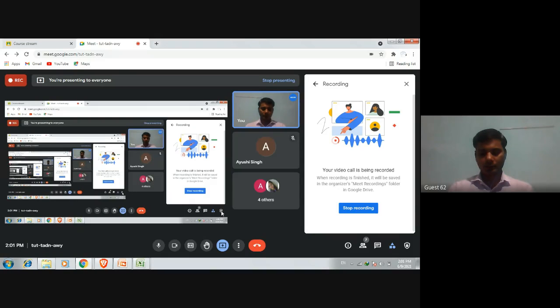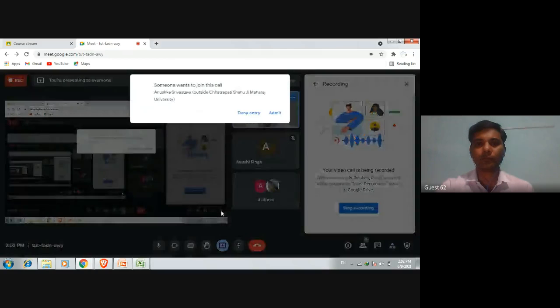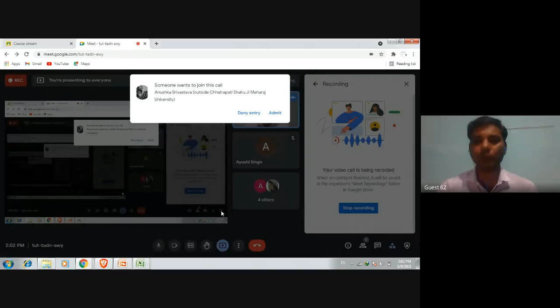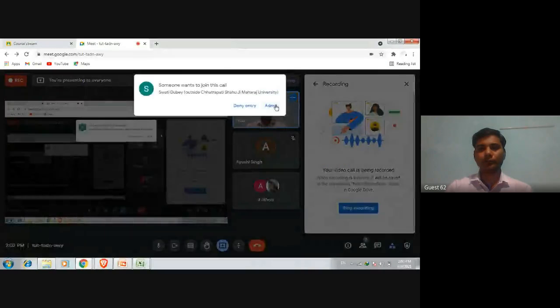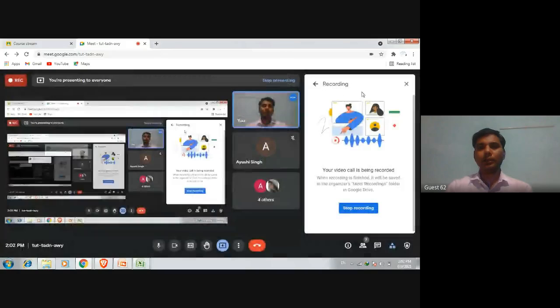Let's start the class. In the previous lecture, we learned about the least cost method of transportation problem. Today we will go through the Vogel approximation method, which is also called the VAM method.